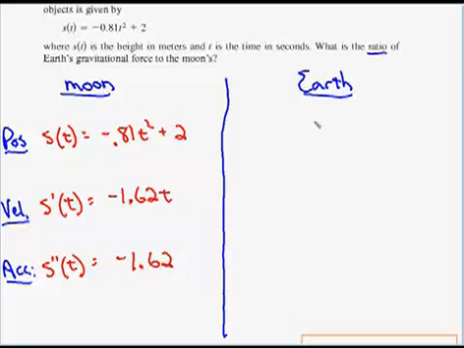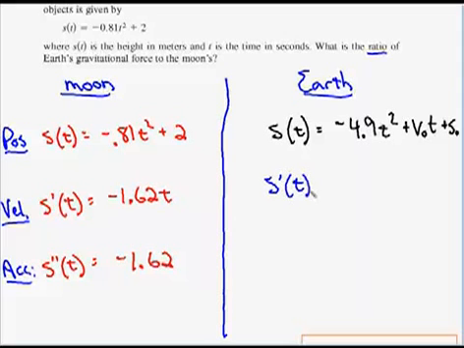Now they want us to compare that to Earth, and if we flip back, in the last section we looked up the Earth's gravitational force, and that was negative 4.9 t squared plus v sub 0 times t, where v sub 0 is just a number, the initial velocity, plus s sub 0, the initial height. So we're just going to do the same song and dance here. Take the derivative. S prime of t, just applying the power rule, is going to be negative 9.8 t plus, now here we had just a 2 and that derived away.